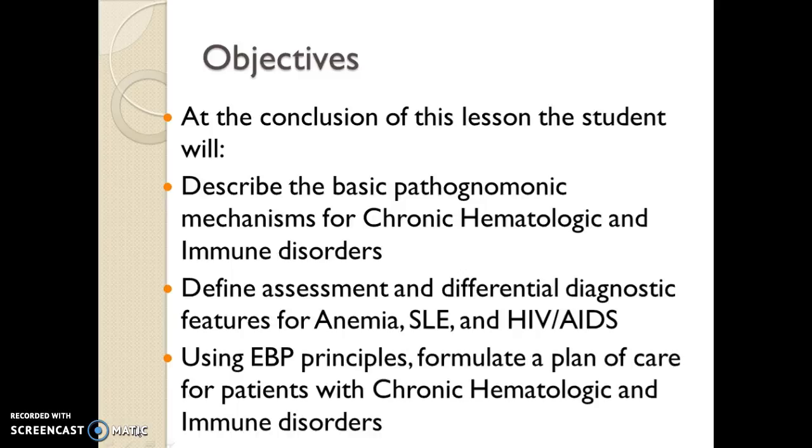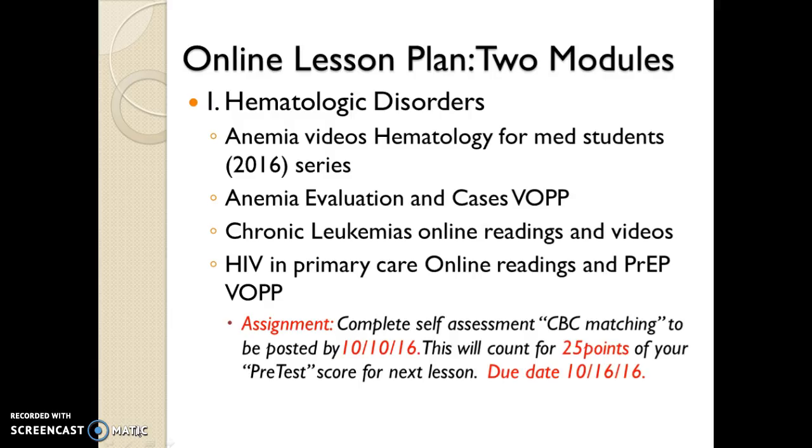Overall, our objectives for the lesson are listed here and cover a number of topics in both hematologic and immune disorders. As always, it's a lot to cover, so I've divided it up a bit and we're going to do some focused activity as well as quite a bit of background reading.